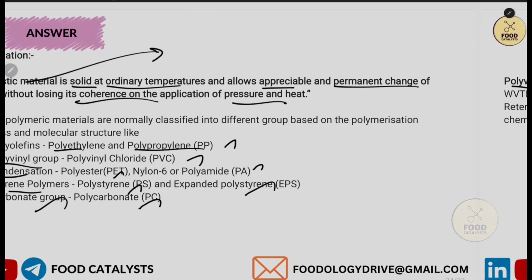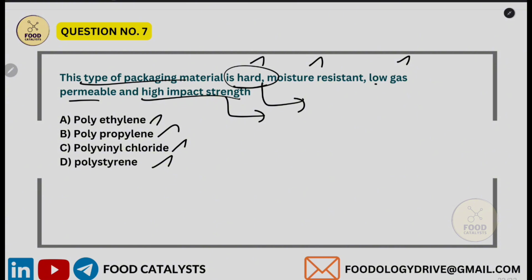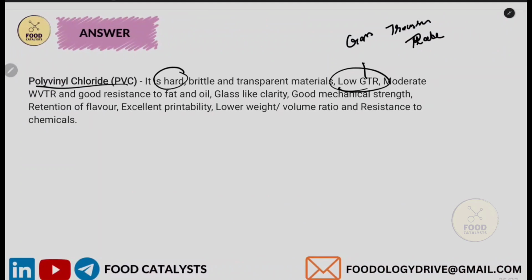Simply, as I told you, there are two principles: low gas permeable means less gas getting inside, right? So if it is low GTR, it means low gas transmission rate, and there is also the water vapor transmission rate, WVTR. GTR and WVTR. WVTR means water vapor transmission rate. So it has a moderate WVTR and a low GTR. Okay. And it's also like glass, with good mechanical strength, retention of flavor, excellent printability, and so on.